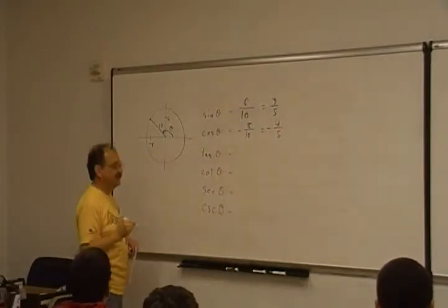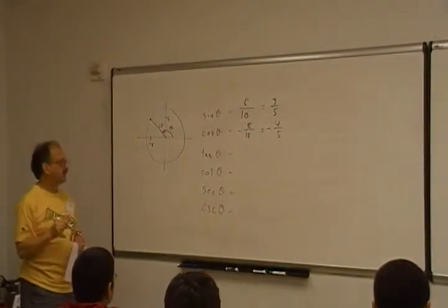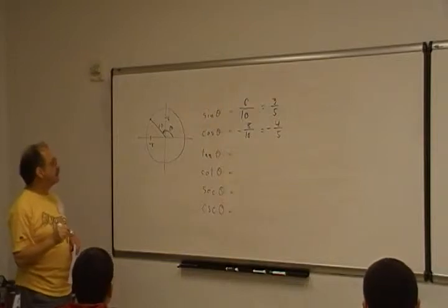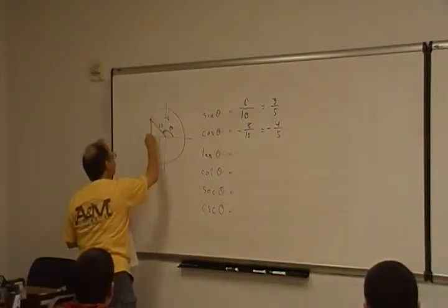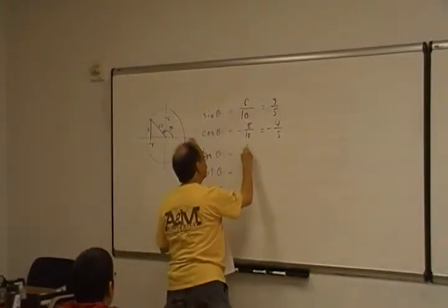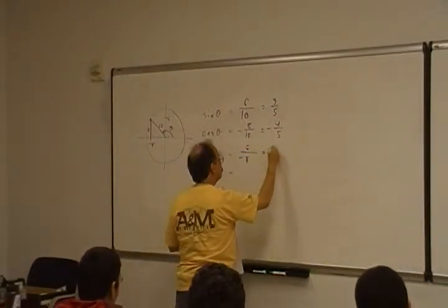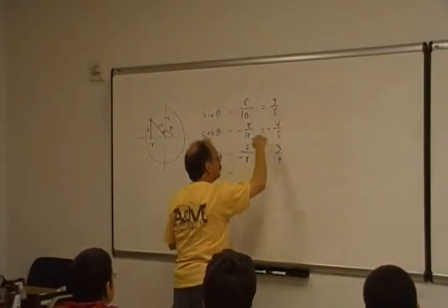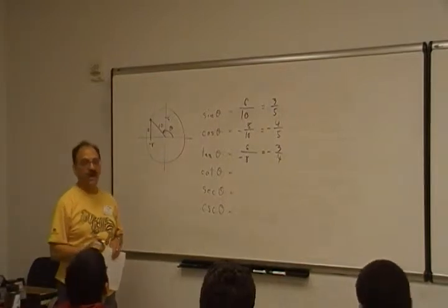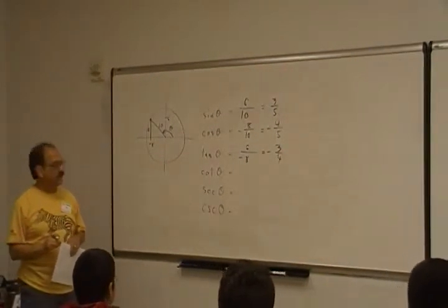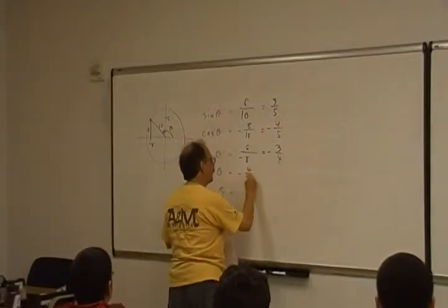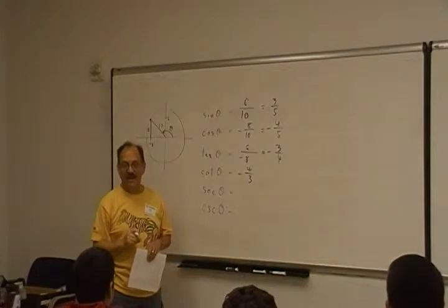How about the tangent? 3/5 over -4/5, which is negative 3/4. You can do it directly in terms of the sides, which are 6 and minus 8, so 6 over minus 8, which is minus 3/4. You can do it taking sine over cosine also, and the 5's cancel off. Okay? Cotangent is negative 4/3.